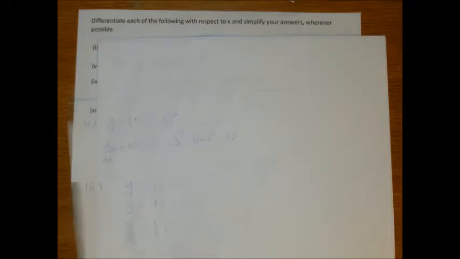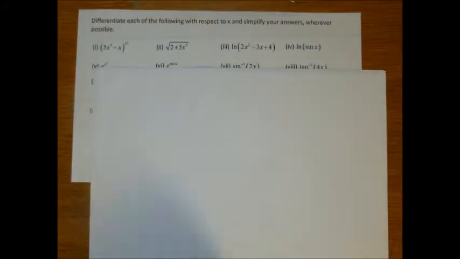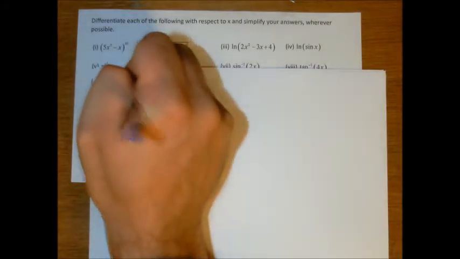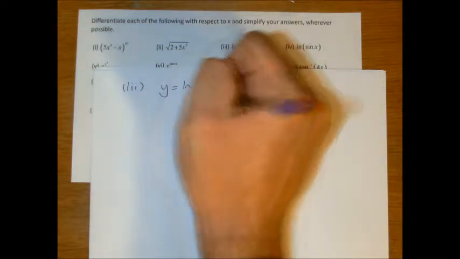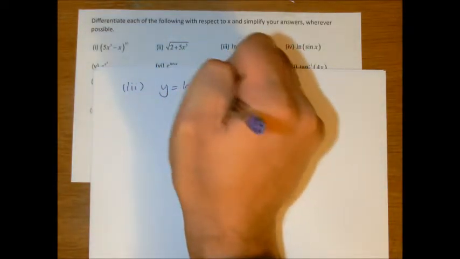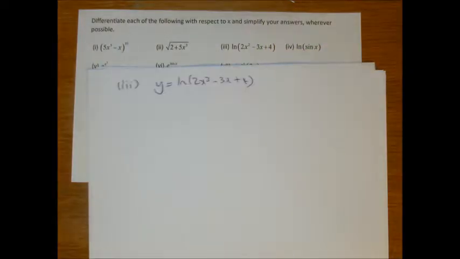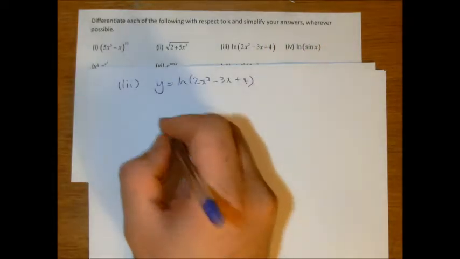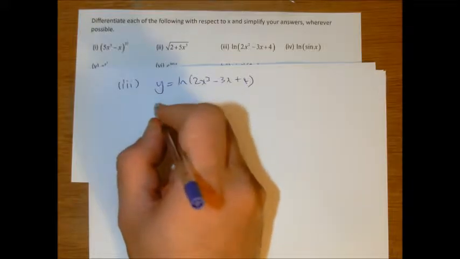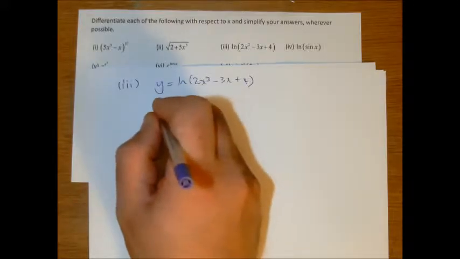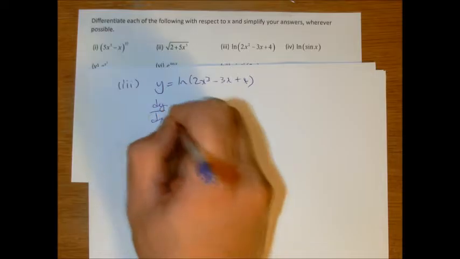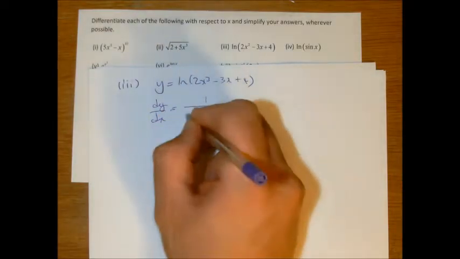Okay, question, the third part. We've got y equals ln of 2x cubed minus 3x plus 4. Okay, so when you differentiate that, use the rule for ln, which we saw earlier on, it's just 1 over x, isn't it, when you differentiate it. So dy dx is 1 over this.